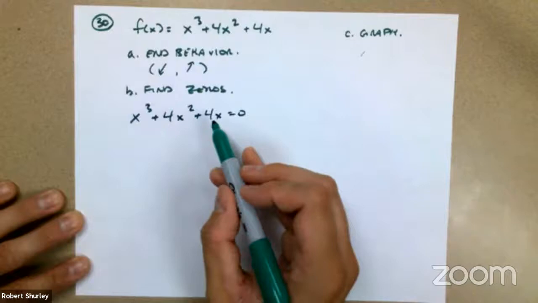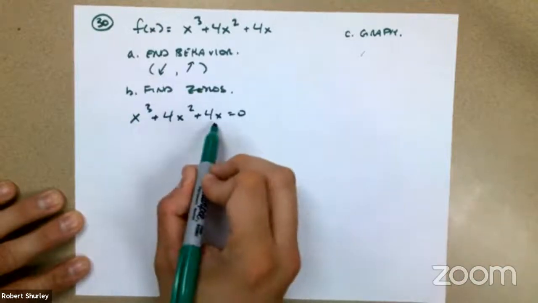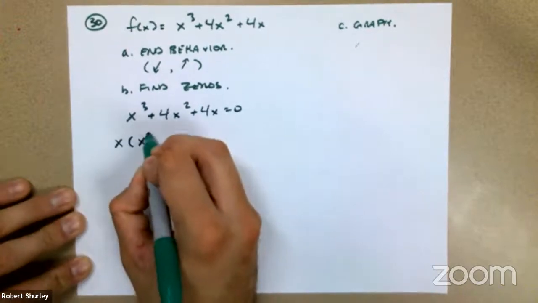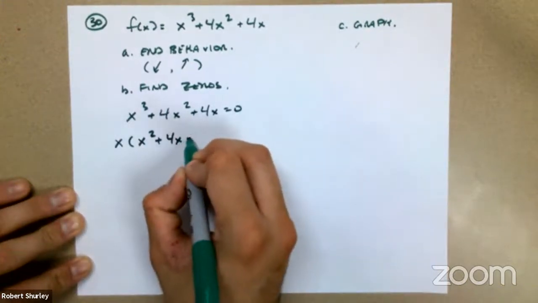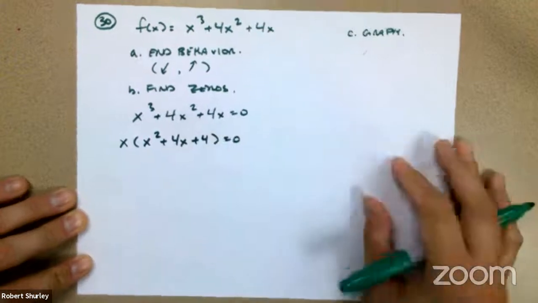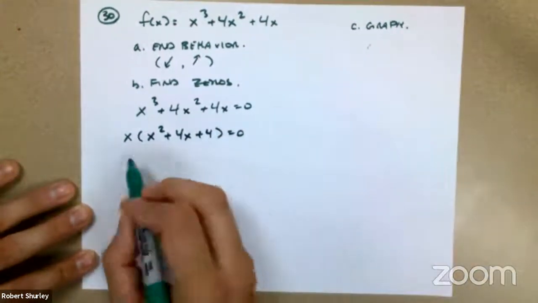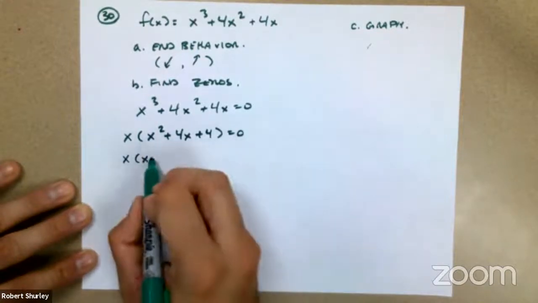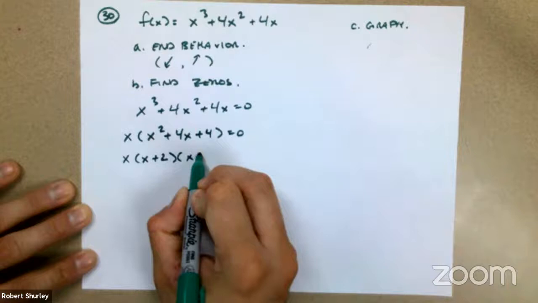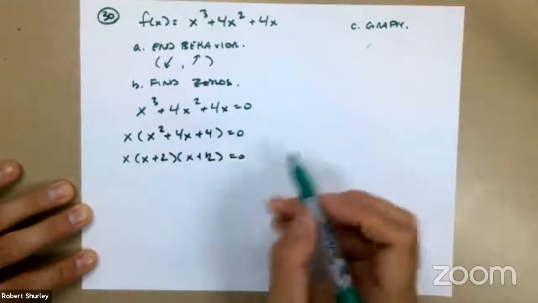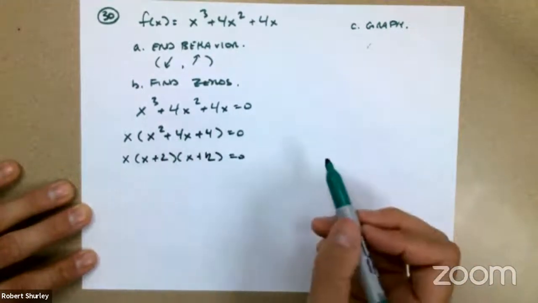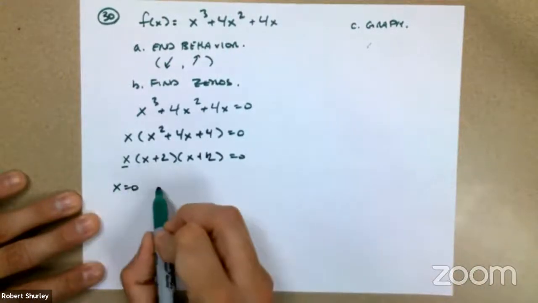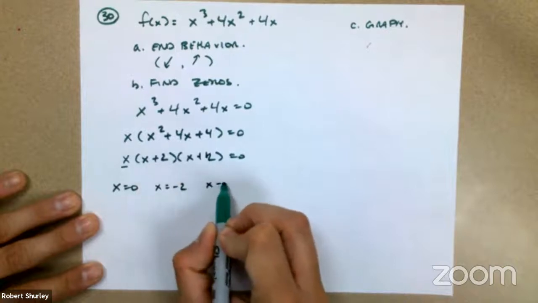So x cubed plus 4x squared plus 4x equals 0. So notice on all three of these I've got an x. I have to factor that out first. And then, oh, this factors again. It's a positive 2 now though, right? Positive 2 and positive 2. Multiplies to give me 4, adds to give me the 4. So that means my zeros are actually x equals 0 from there, and then x equals -2 and x equals -2.